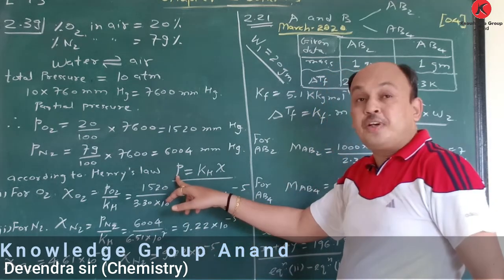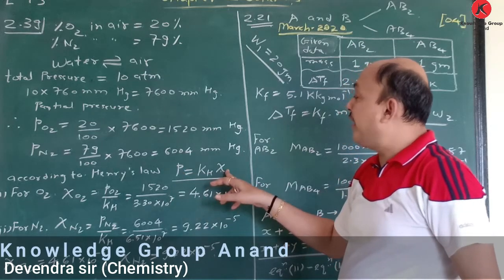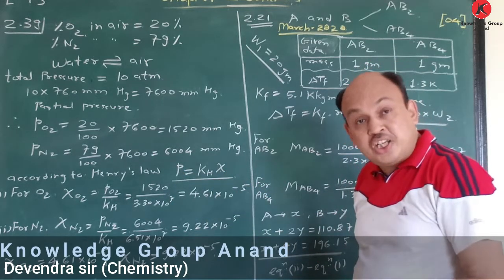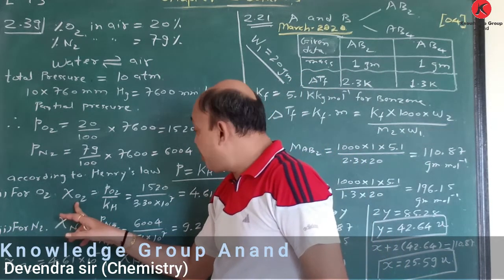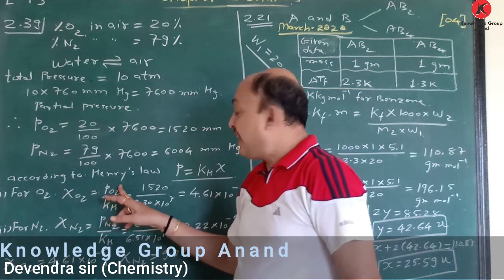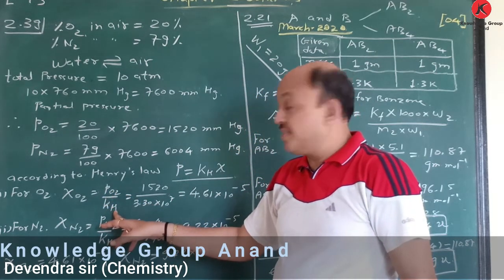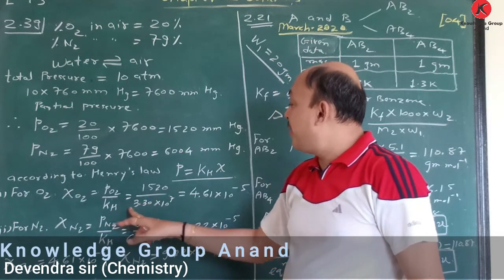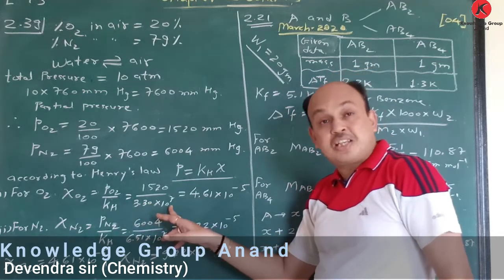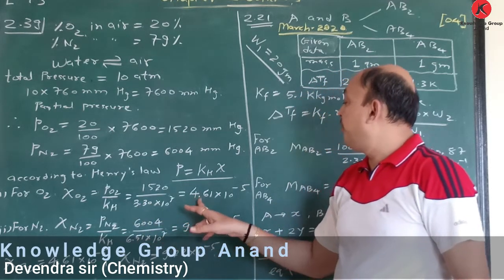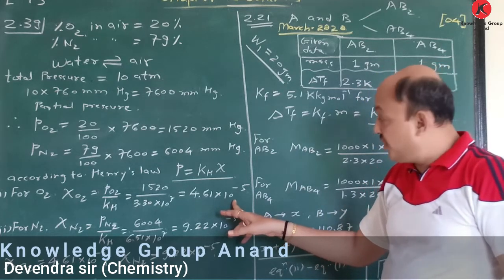If P stands for O2 and the other for N2, at that time we can easily find the mole fraction. So for O2, chi of O2, that is the mole fraction of dioxygen, is equal to the partial pressure of dioxygen divided by Henry's law constant. So 1520 divided by Henry's law constant for oxygen, which is different, that is 3.30 into 10 raised to 7 as given, is equal to 4.61 into 10 raised to minus 5. This is the mole fraction of dioxygen.